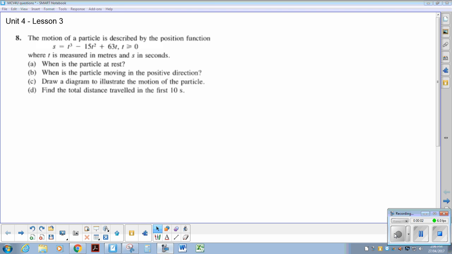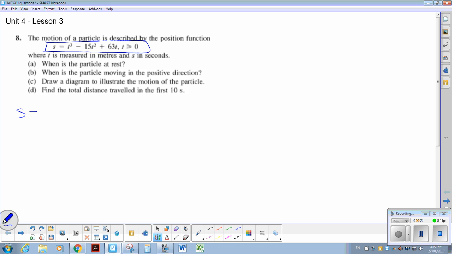Hello, I've had a question about Unit 4, Lesson 3, question number 8. So, we have the motion of a particle described by this particular equation, and the motion ends up being a cubic here. t is measured in seconds, s is in meters. Part A wants to know when the particle is at rest.